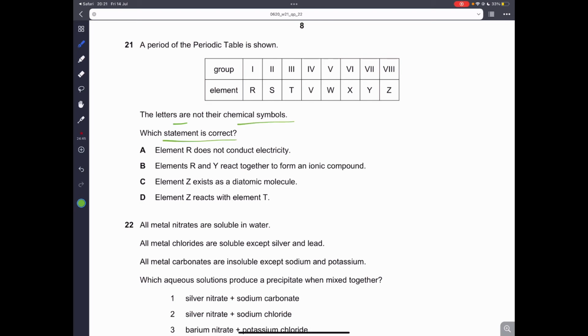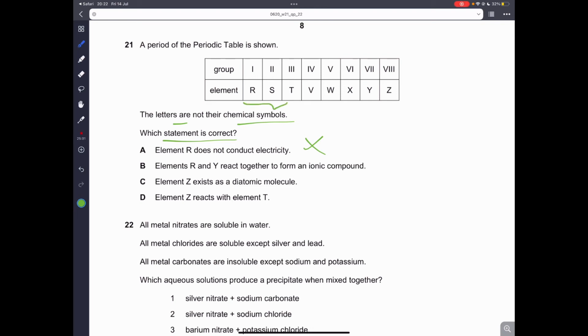So we see group 1, group 2, group 3, group 4, group 5, group 6, group 7, group 8. Element R does not conduct electricity. This is false because these are metals, and metals do conduct electricity.